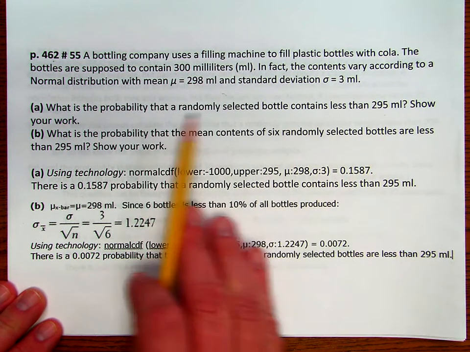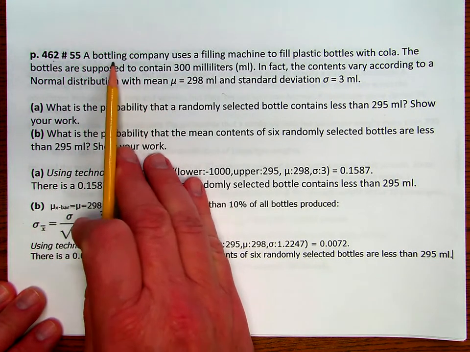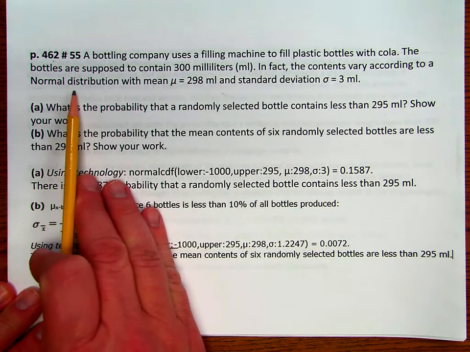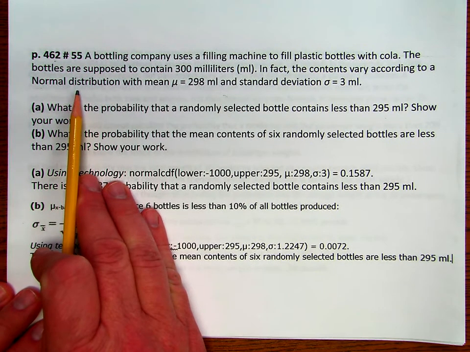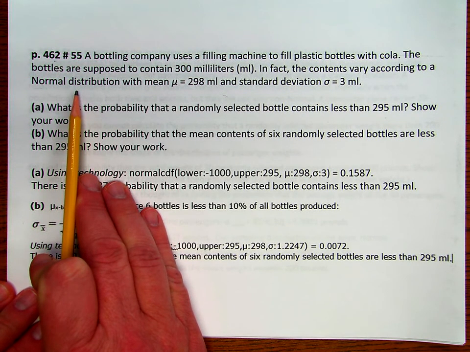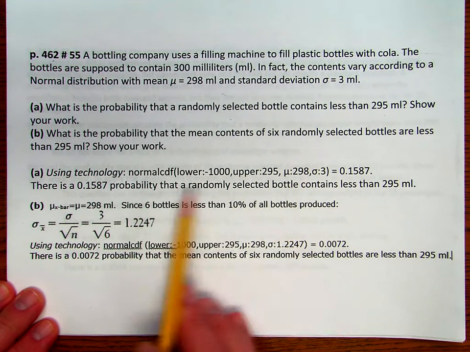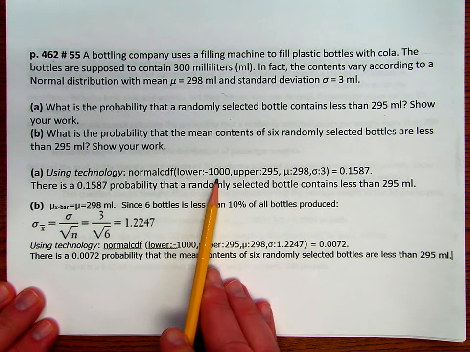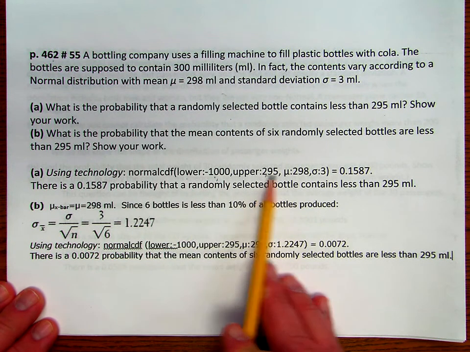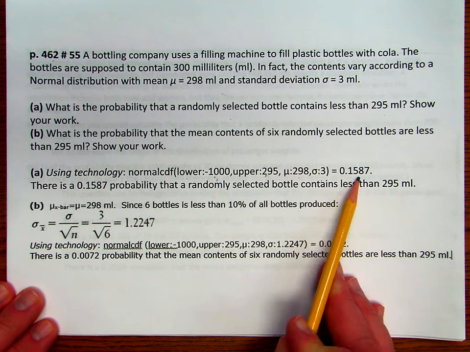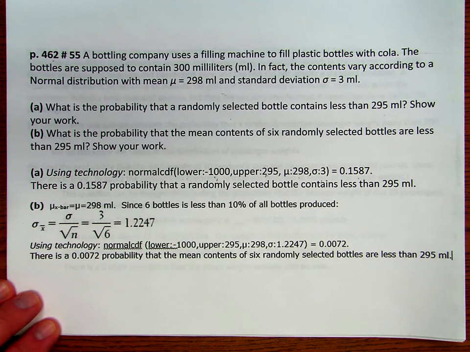All right, it says specifically in the problem that we have a normal distribution. So if we have a normal distribution, we can answer questions based on sample sizes of less than 30, specifically just one bottle here. So less than 295, lower bound, an arbitrarily very small number, or very negative number. Upper bound 295, mean, standard deviation, looking at a little bit less than a 16% chance.